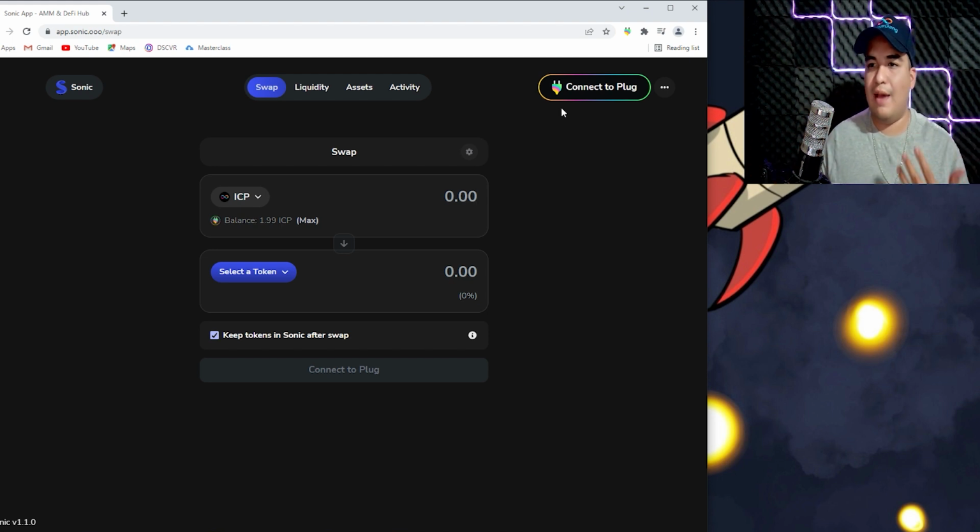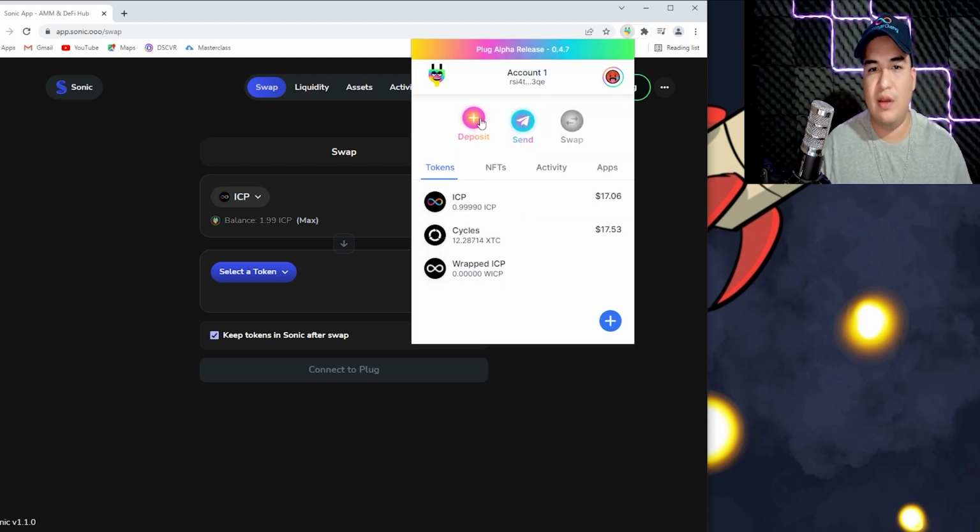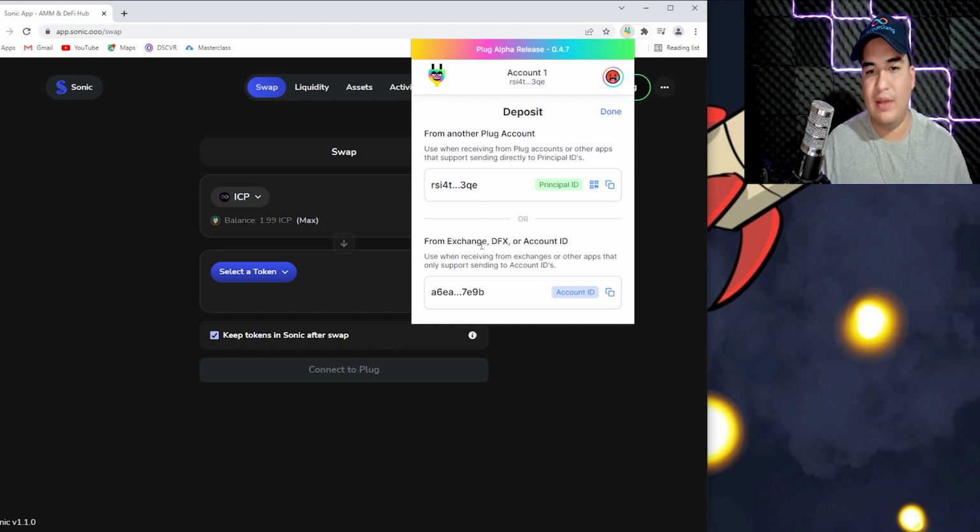Now, if you don't have any funds in there, you're going to click right here, click deposit. And there's going to be two IDs. There's going to be the principal ID and this other account ID. The account ID is the most normal, common one to send money. So for example, if you're depositing money from an exchange, go ahead and use this account ID. If you have another Plug wallet and want to transfer money that way, you can use your principal ID. But most of the time from exchanges and from Stoic wallet and stuff like that, you're going to use this ID right here. So that's how you deposit money into that account.